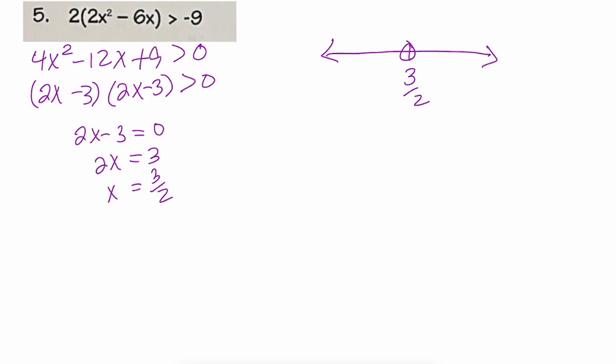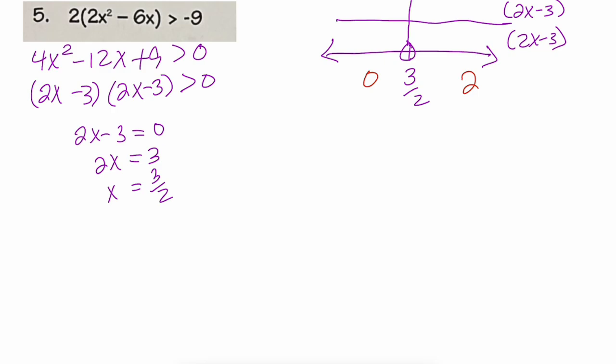Now remember, our job is to make our number line into a chart. We have 2 factors. Even though they match, we should include both, or we could put a square on both. It doesn't matter. And then we need some test values. Now 3/2 is 1.5. To the left of 1.5 is 0. To the right of 1.5 is 2. Anything to the left and right of those values will work.